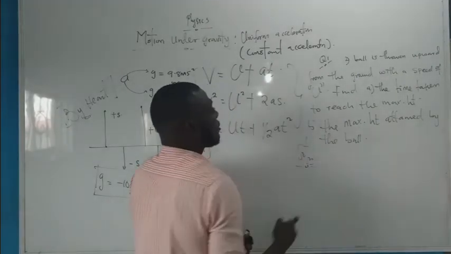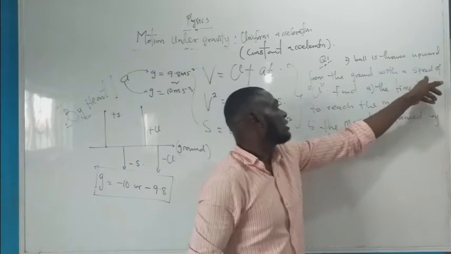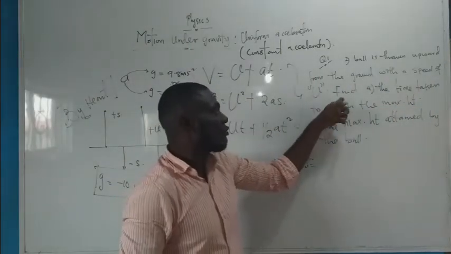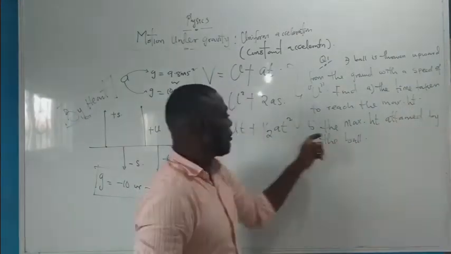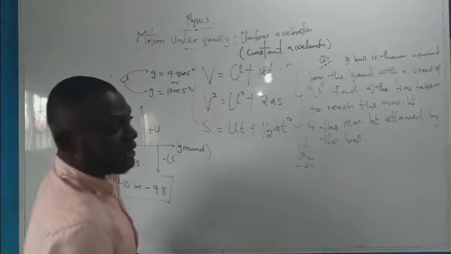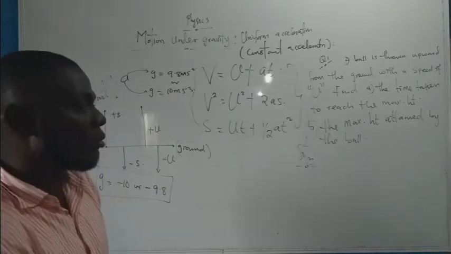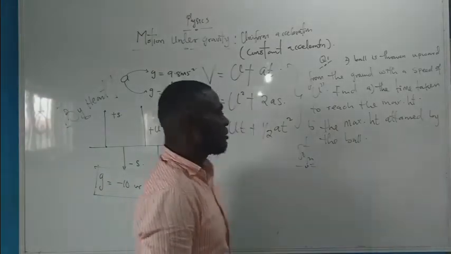Solution. We're told that a ball is thrown upward from the ground with a speed of u. Find A, the time taken to reach the maximum height. B, the maximum height attained by the ball.